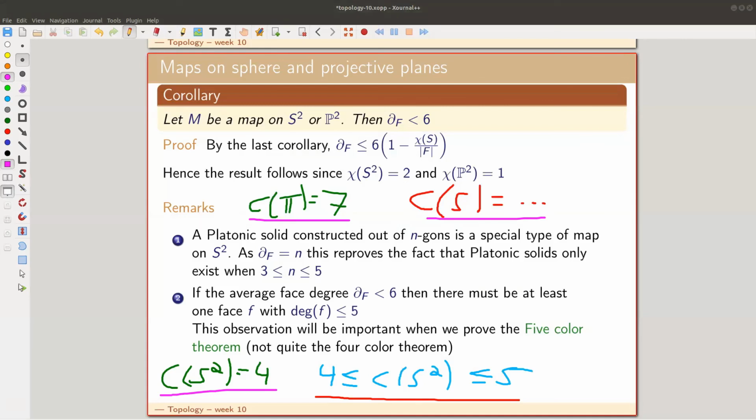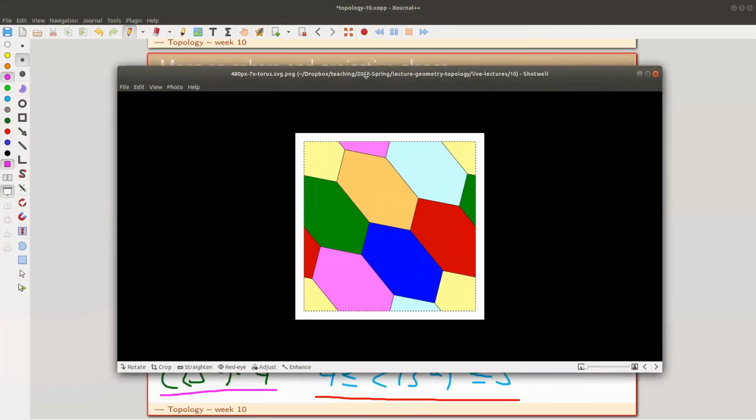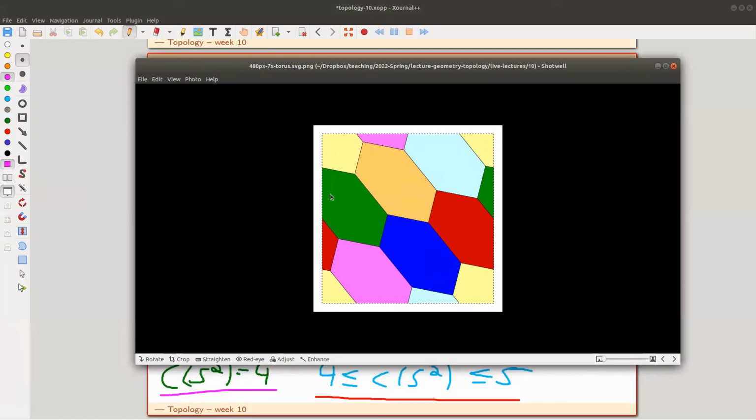So let me pull up one more picture, which is again the torus. So again, the same picture. So green exits here, enters here. So whatever, this light blue here and here. So it's really the torus. And this was the map I showed you at the very beginning.